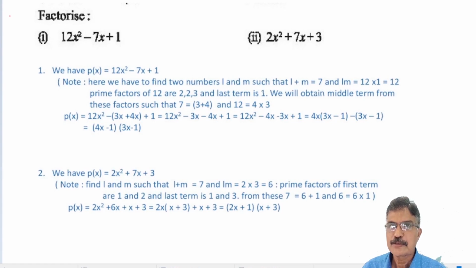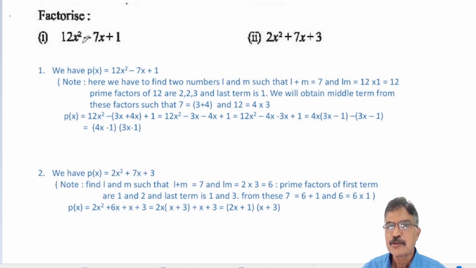The general form of the second degree equation is ax squared plus bx plus c. In order to factorize it, we have to find two numbers L and M such that L plus M is equal to b, that is the coefficient of x, and L into M is equal to a into c, that is the coefficient of x square into the constant. So first we adopt this method.